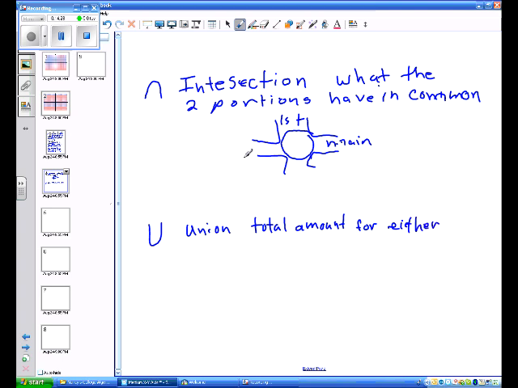So that would be everything on Main Street and everything on First Street. So that would be putting it all together, is having what we call the union. And so these are our symbols that we use for union and intersection. So we're going to talk about taking some intervals and doing the union and the intersection of them.